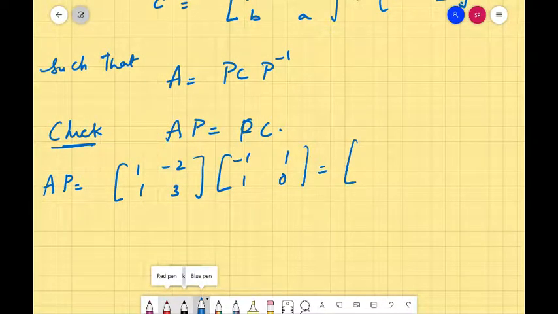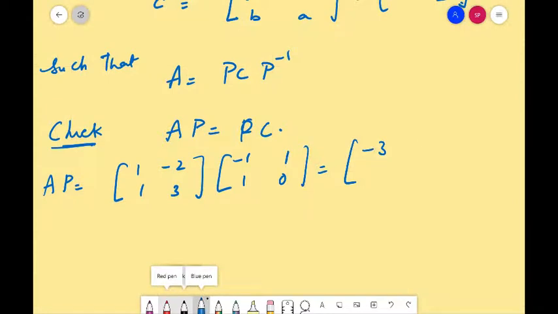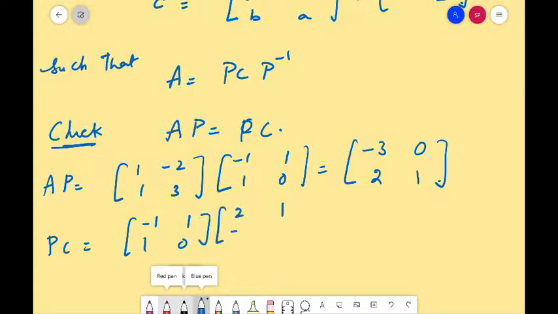The product is: −1 − 2 is −3, and 1 + 0 is 1; −1 + 3 is 2, and then 1. Hmm, and then what is PC? P is [−1, 1; 1, 0] times C, which is [2, 1; −1, 2]. The product is: −2 − 1 is −3, and −1 + 2 is 1; 2 + 0 is 2, and 1 + 0 is 1. So these two are equal. It is verified.